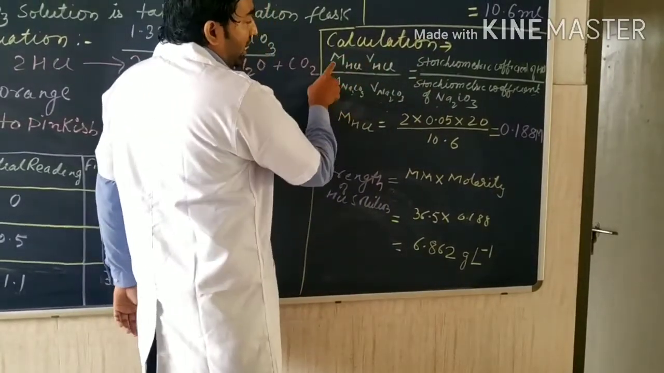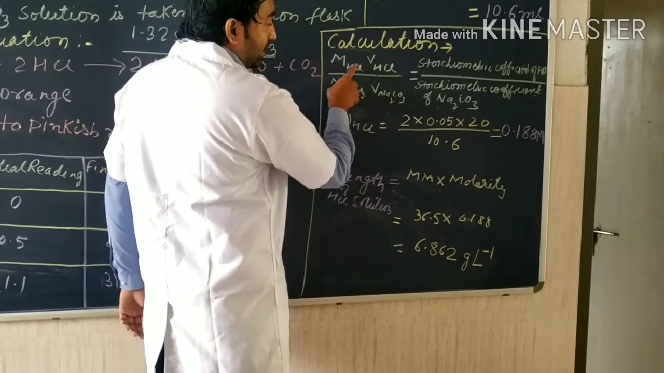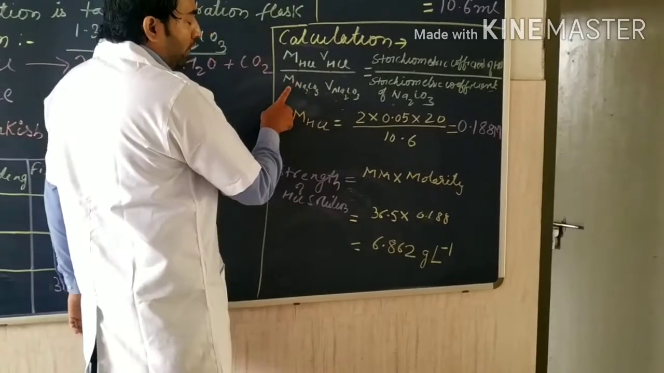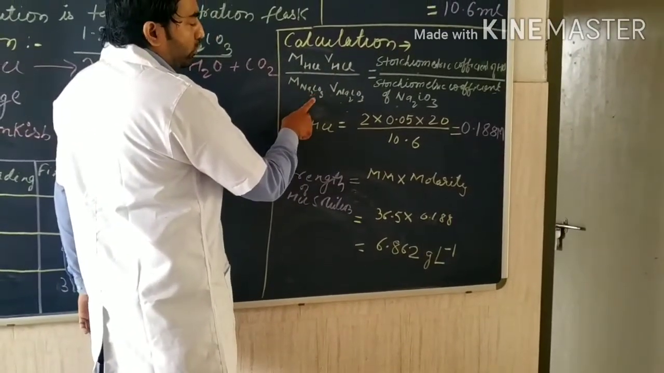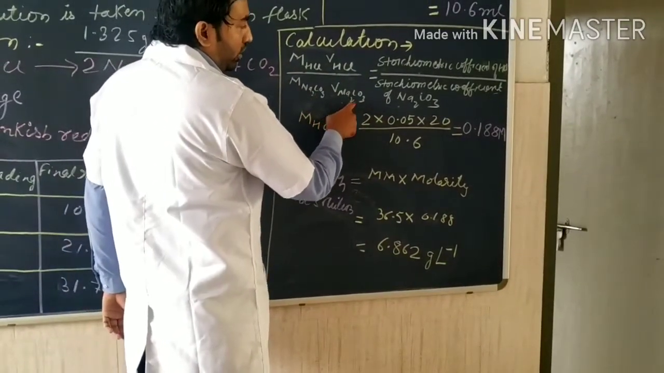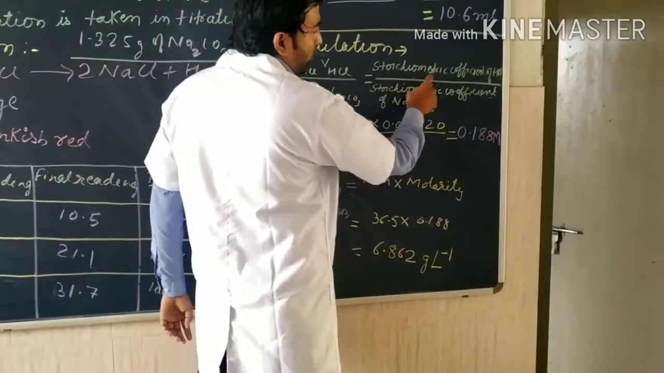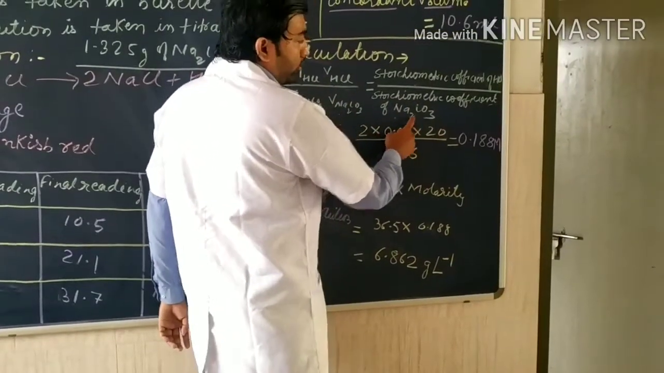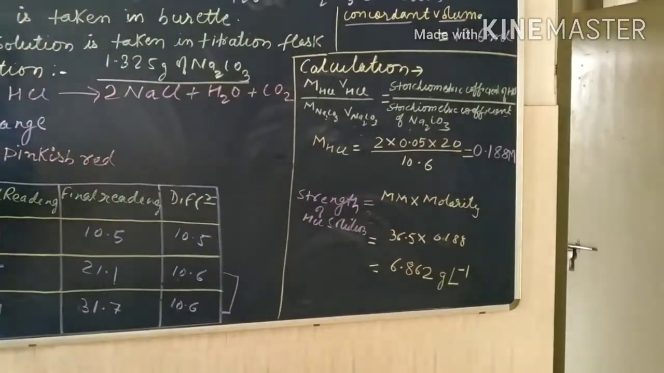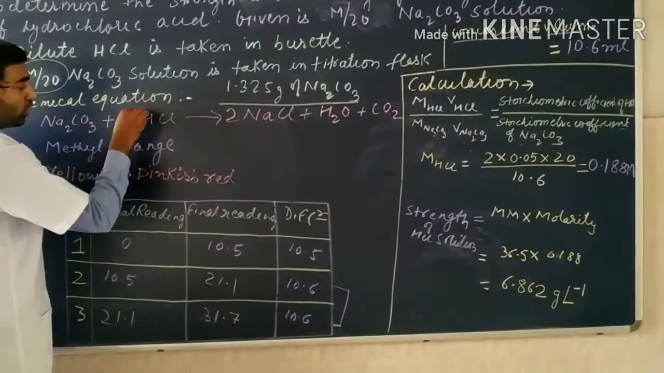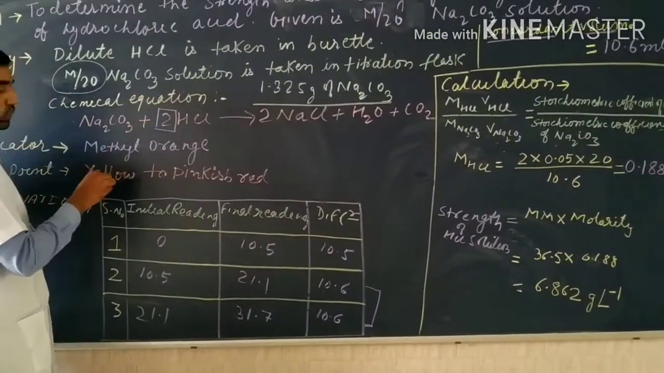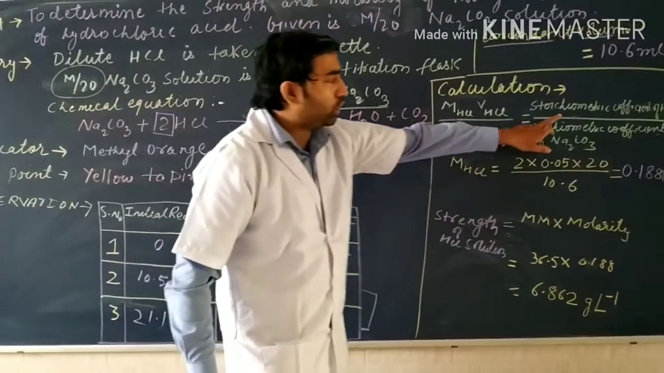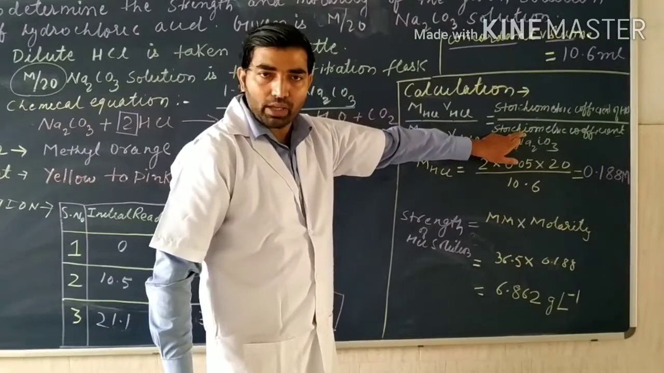As we know the formula, MHCl into VHCl, that is molarity of hydrochloric acid into volume of hydrochloric acid, divided by molarity of sodium carbonate into volume of sodium carbonate, is equal to the stoichiometric coefficient of HCl divided by the stoichiometric coefficient of sodium carbonate in the balanced chemical equation. Here the stoichiometric coefficient of HCl is 2 and for Na2CO3 is 1. So this is 2 by 1.